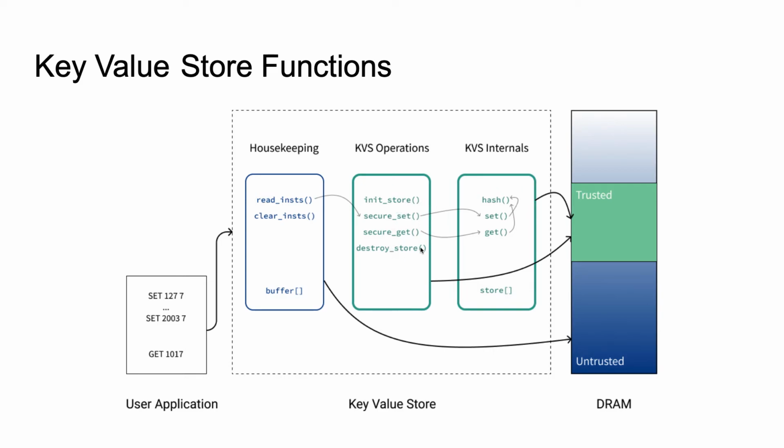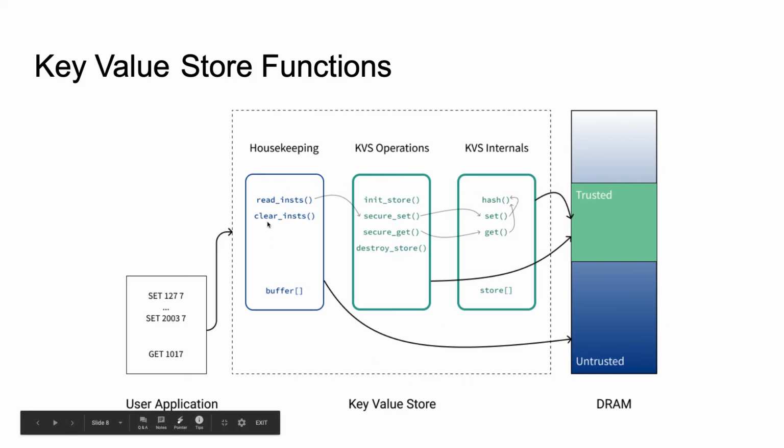Init store, destroy store will allocate and deallocate memory, and these are batch get and set operations. And internals are your atomic get, set, and hash functions, and usually you'll have this as a hash table. So the idea is that your interface and whatever is the crux of your problem here, dealing with the user data, needs to be on the trusted side, and everything else needs to be on the untrusted side.